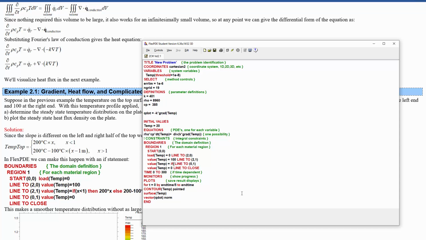Value is if x is less than 1, then 200 times x, else 200 minus 100 times x minus 1. Okay, so when x is equal to 1, it's going to substitute a 1 into here, and we're going to get 200. When x is equal to 2, the right-hand side of this plot, we're going to go to the else condition, substitute in a 2, and we're going to get 100, which is what the temperature is there. And when x is equal to 0, we're going to get 200 times 0, so that's just going to be 0.